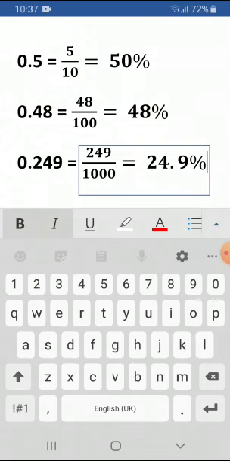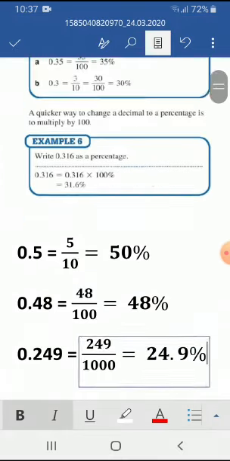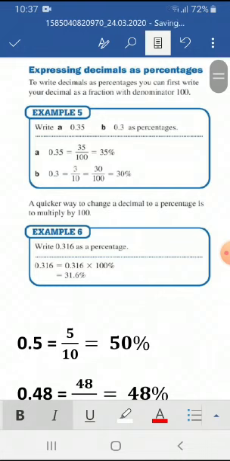You have some examples given in your books to turn decimals into percentages. Example 5 says you have to write 0.35 and 0.3 as percentages. First step would be to turn 0.35 into a fraction. As a fraction, it is 35 over 100. And then from fraction to percentage, it is 35%.